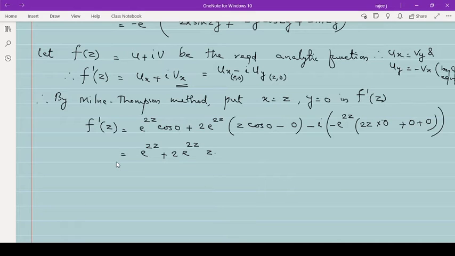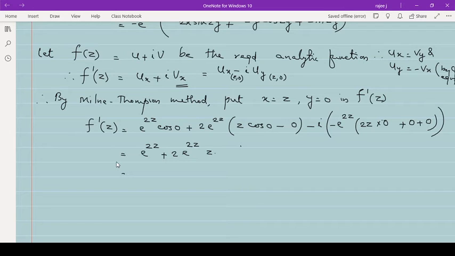So z into 1 is 1, minus 0 will come. Okay, so minus, then minus i into e raised to 2z is there, but here it is 2z into 0 is 0, 0 plus 0 is 0, so you are getting this as 0, total 0. So this complete term is going to be 0. Okay, so we will not write that.